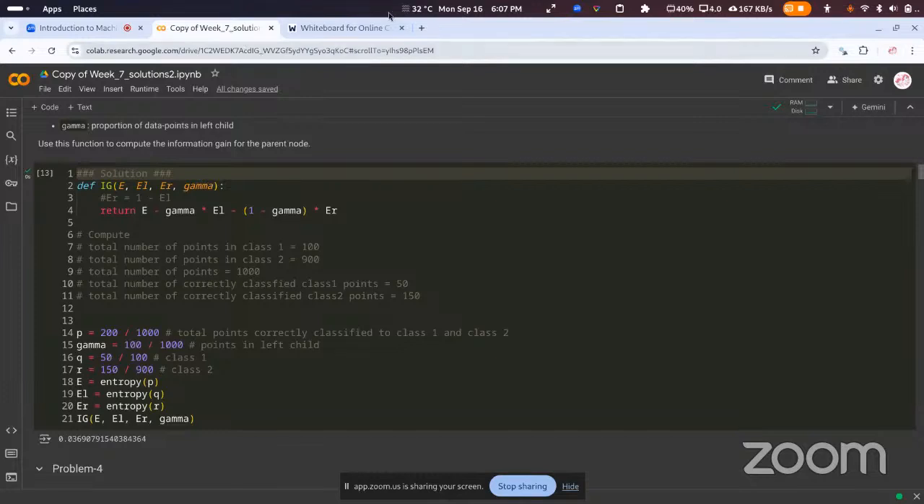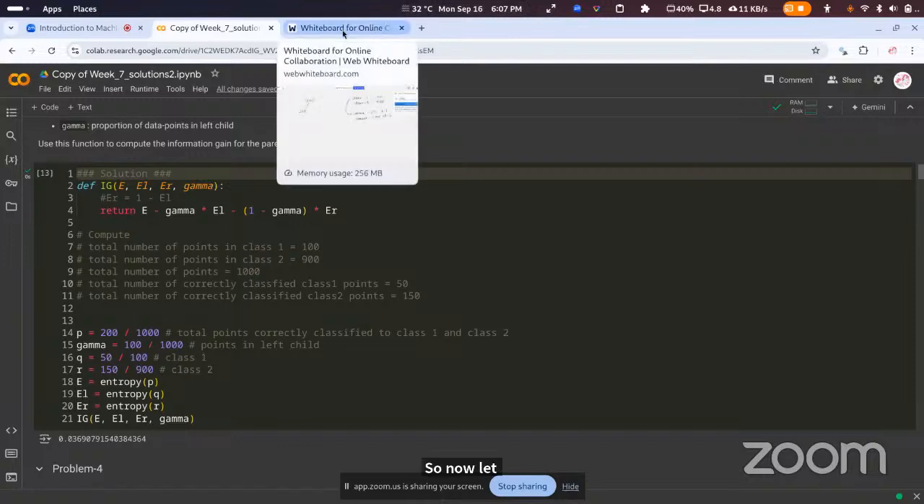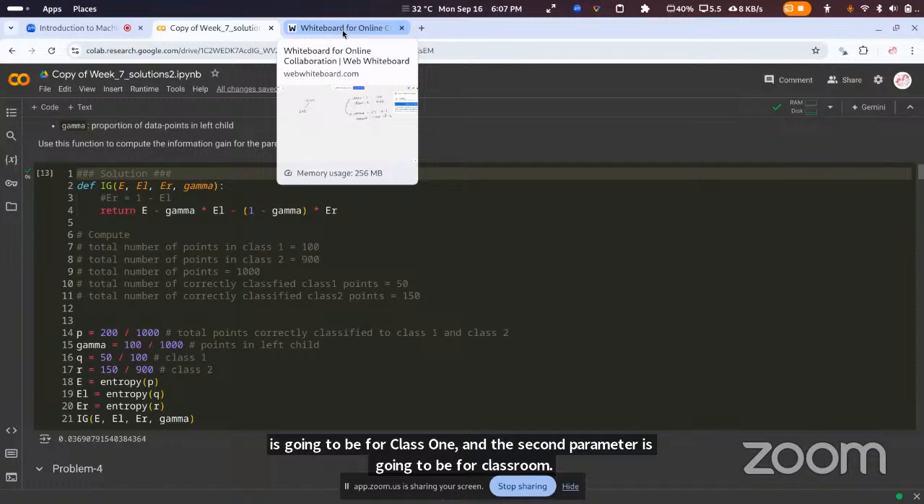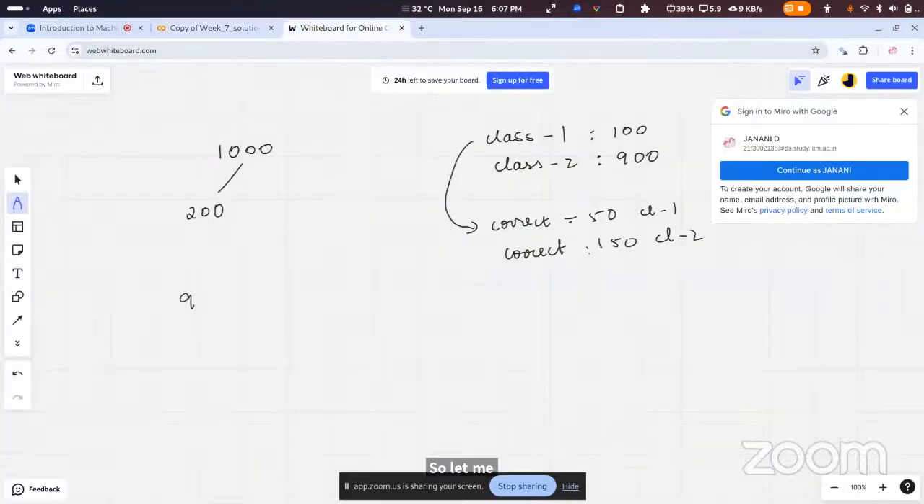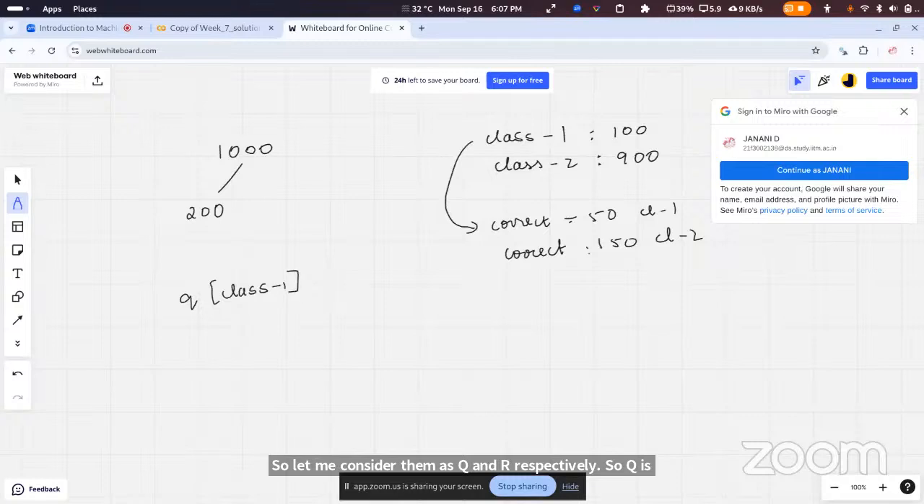So now let us consider two parameters. The first parameter is going to be for class 1, and the second parameter is going to be for class 2. Let me consider them as Q and R respectively. So Q is for class 1.